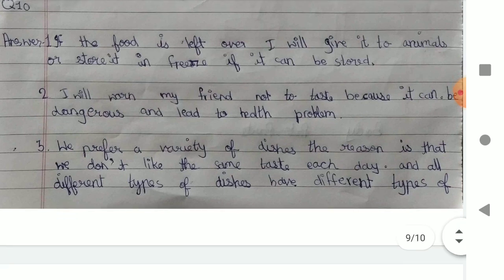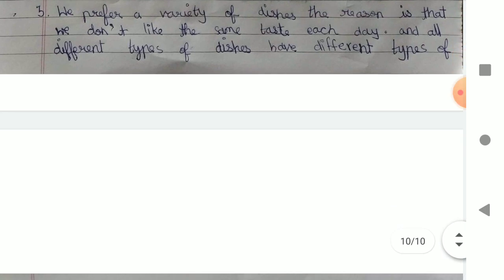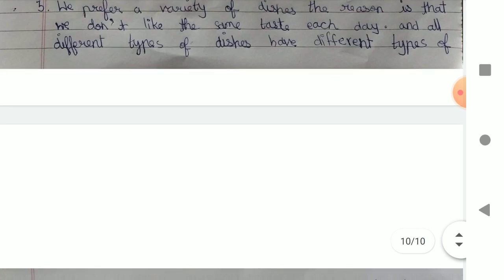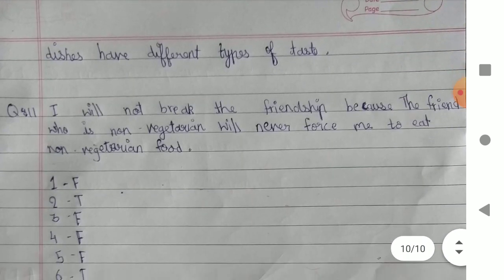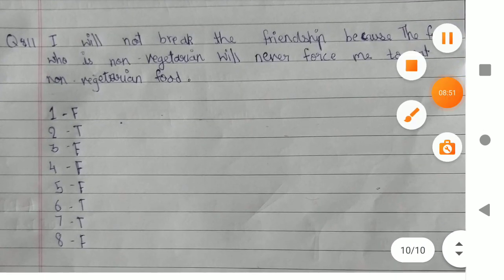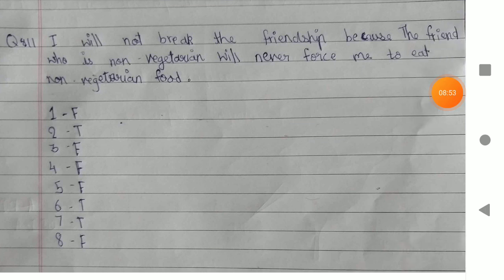The reason is that we don't like the same taste each day, and different types of dishes have different types of taste. Okay, question number 11 is here. True or false? False, true, false, false, false, true, false.